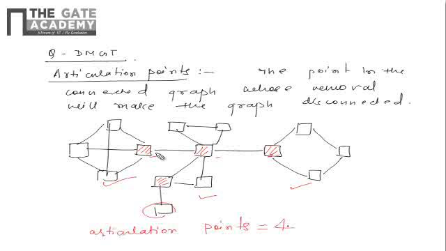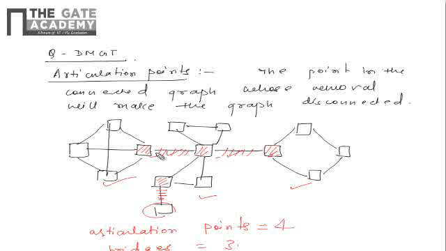Now if you calculate the bridges, these two are connected, right? If you remove this part and this part, this will become disconnected. Similarly, if you remove this part also, then this total graph will become disconnected. So how many bridges are there? Bridges are 3.